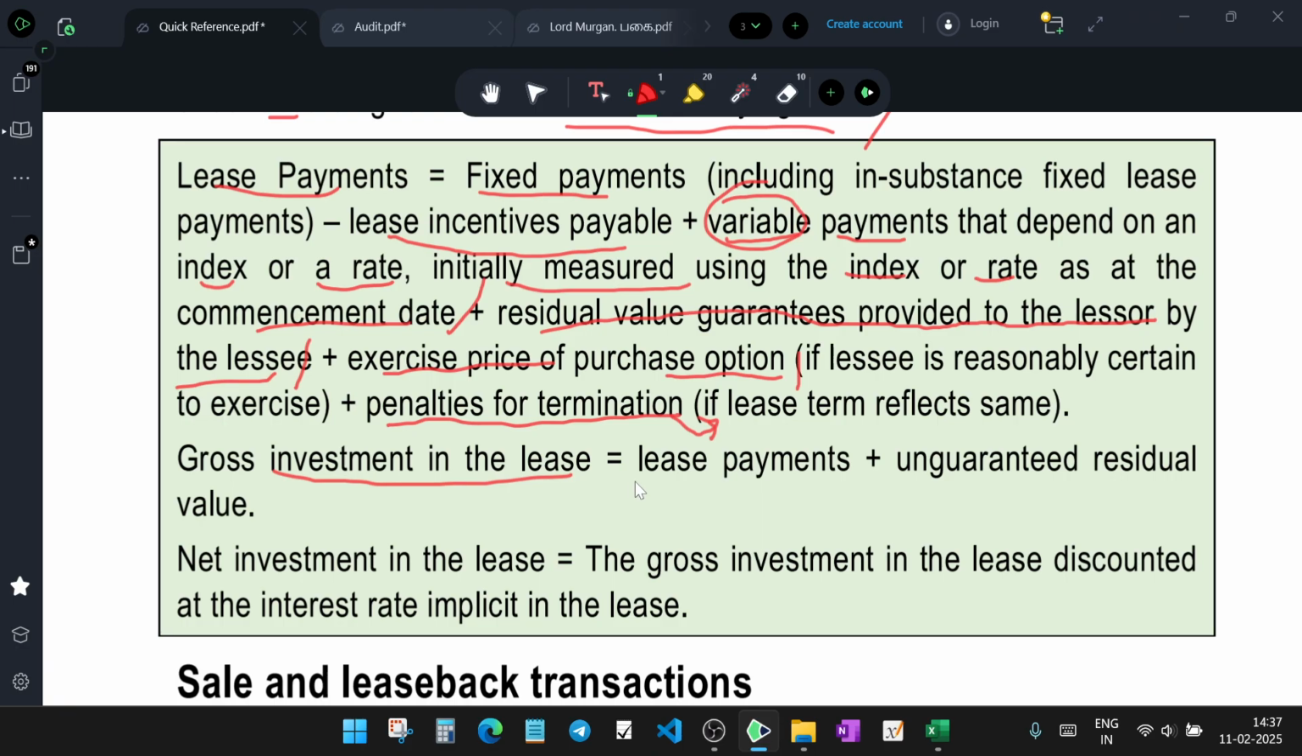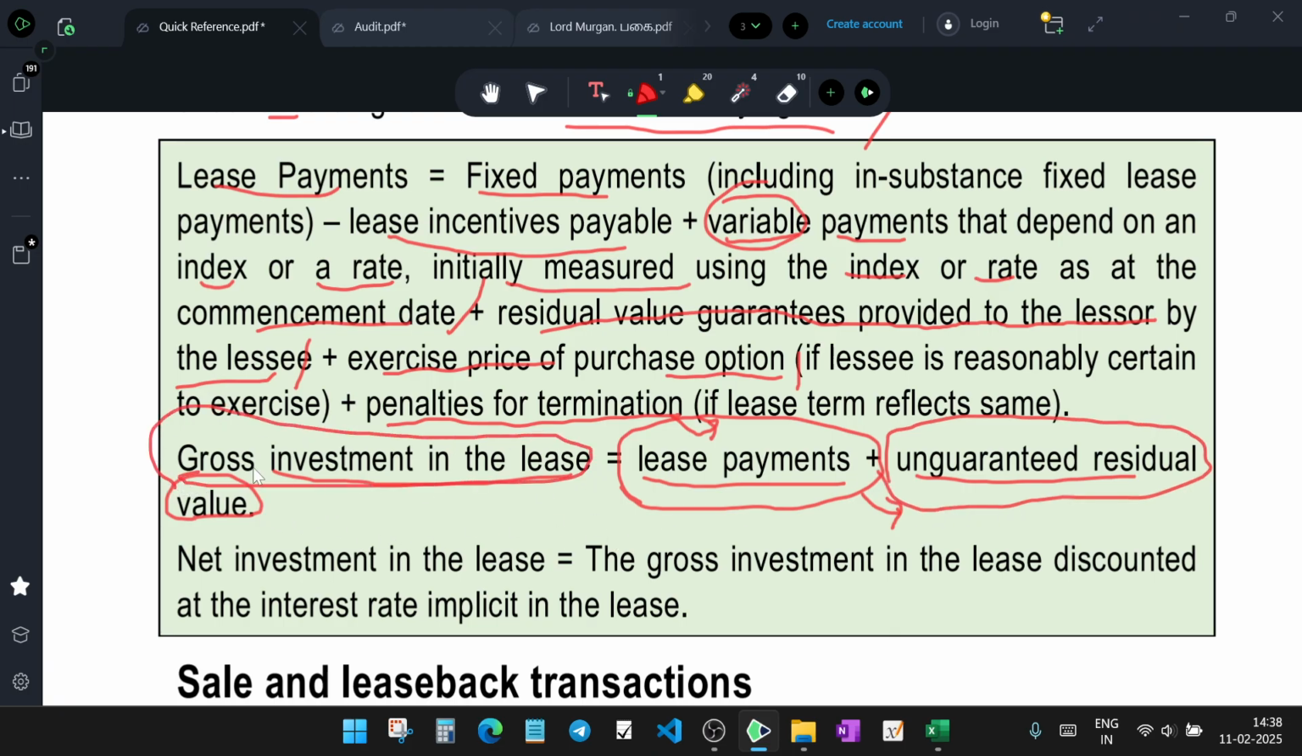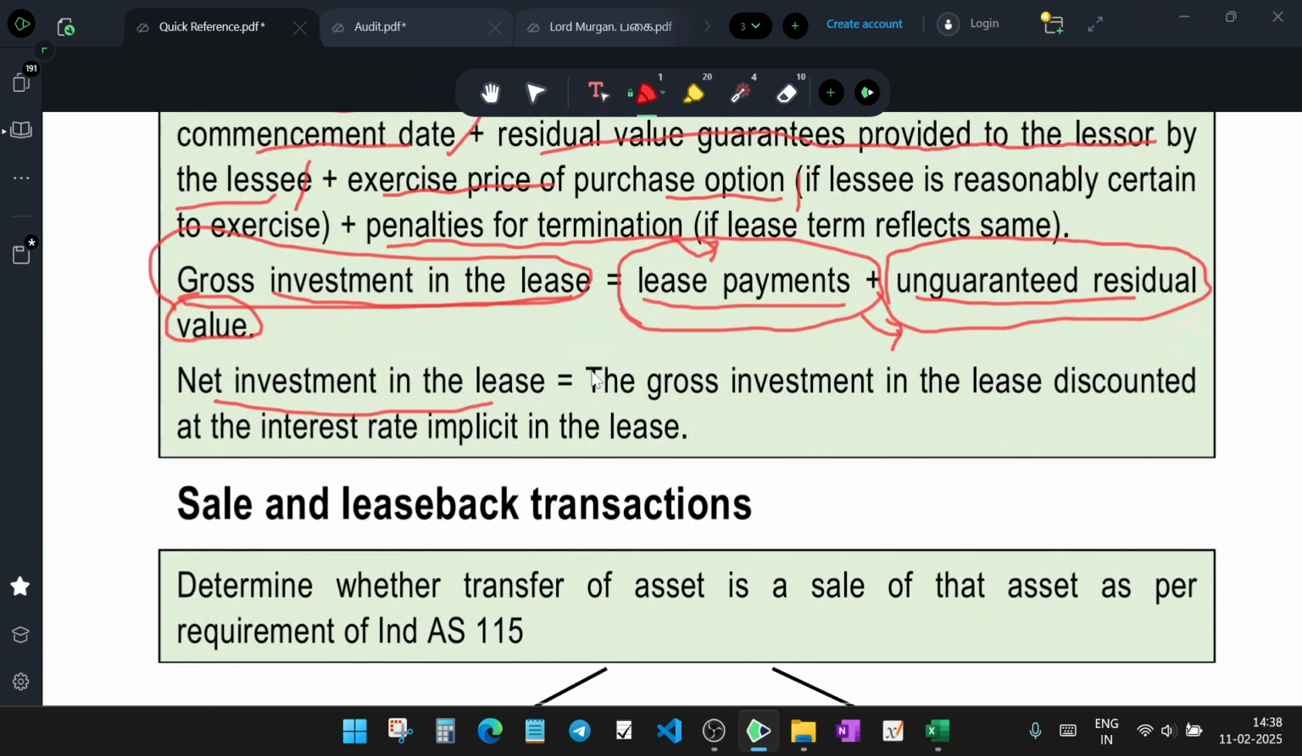Gross investment in lease is equal to lease payment plus unguaranteed residual value. Sir, this is the total lease payment I will get, and at the end of this lease period, my asset will have this much residual value. Both will be considered as gross investment in lease. Net investment in lease is equal to gross investment in the lease discounted at the interest rate implicit in the lease. So this is the gross investment, today I am discounting this at this rate, and this is my net investment.